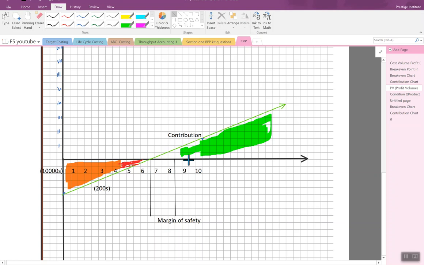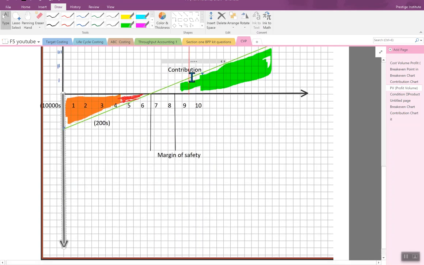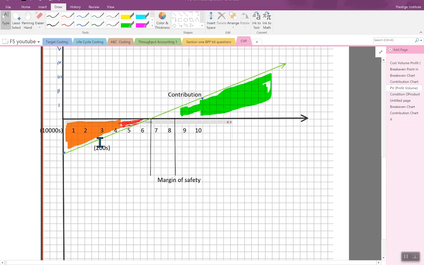So I'll draw a parallel line. We want 10,000 here, and we have 11,000, so 11,000 will be a little bit higher than here. So I'll draw a line that goes all the way to 11,000 here. That will give us this contribution. This is the contribution line. Below this we have loss, above this line we have profit, and the break-even point, the margin of safety, and everything else stays the same.